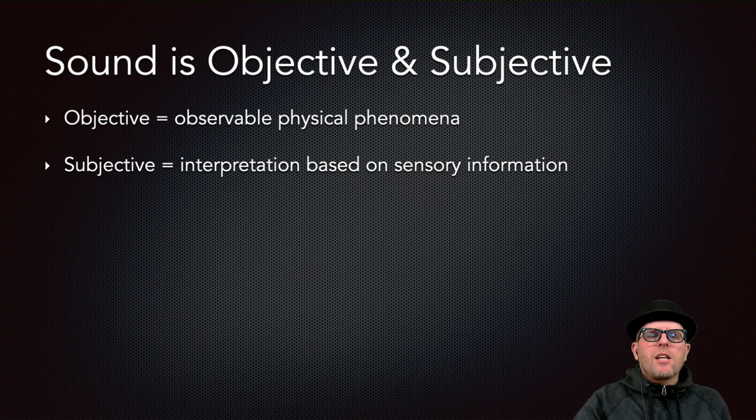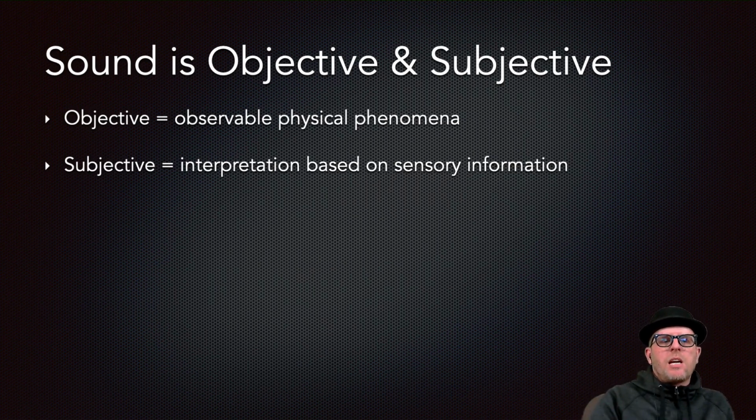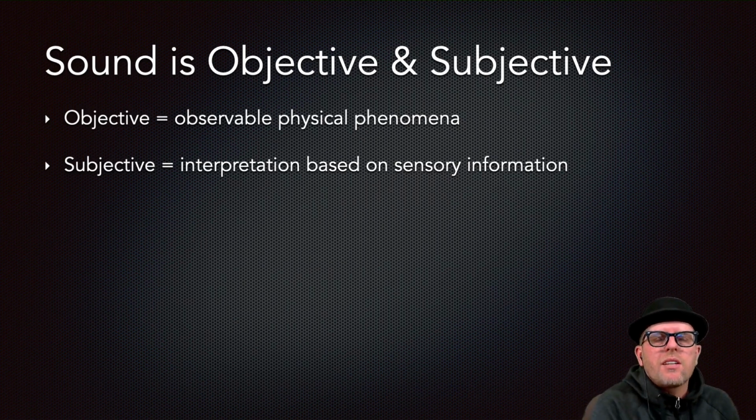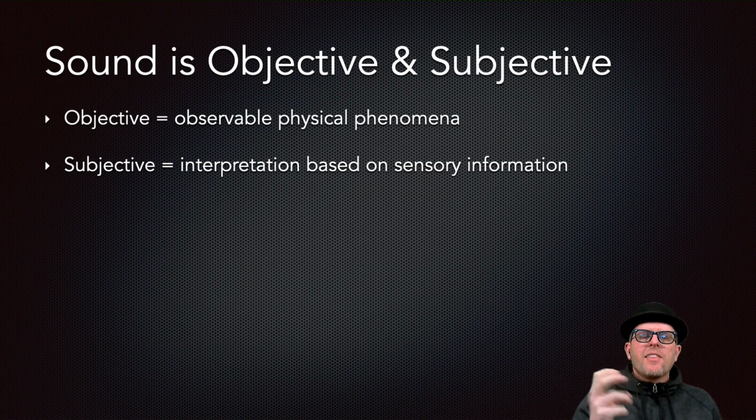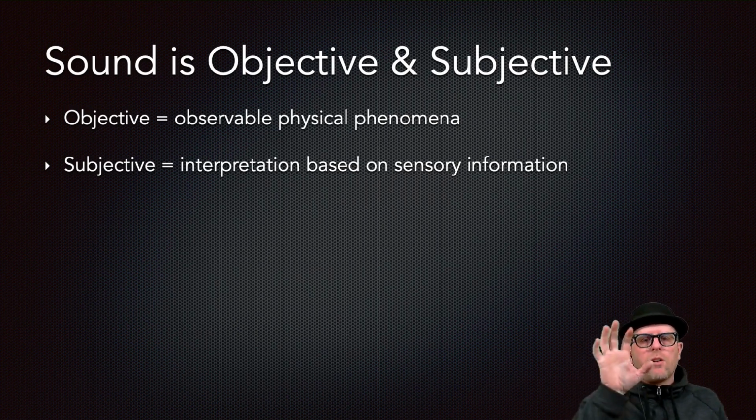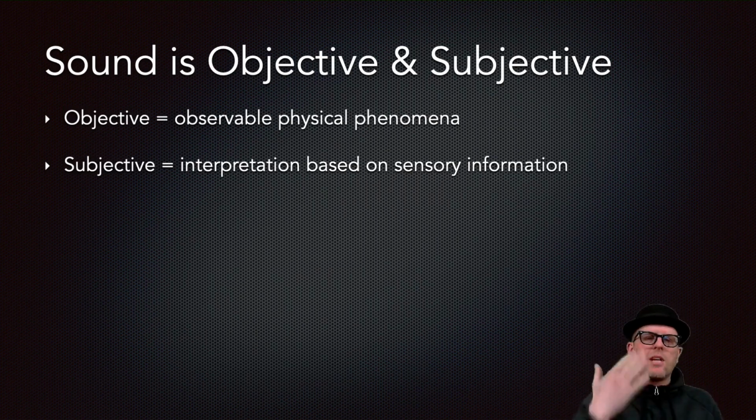But the thing that we need to know is that sound is both objective and subjective. Objective is observable physical phenomena, and subjective is our interpretation of it based off of sensory information. This is where things get kind of funky. In other words, we have two different things. There's the physical thing that's happening, that's the objective version of it. So yes, a speaker is moving at 220 hertz and outputting the sound that's traveling through the air, and the sound is traveling at a speed. But the way we perceive it is subjective.